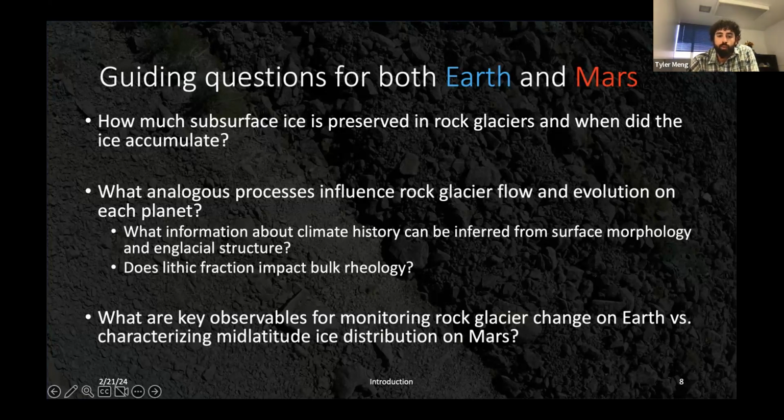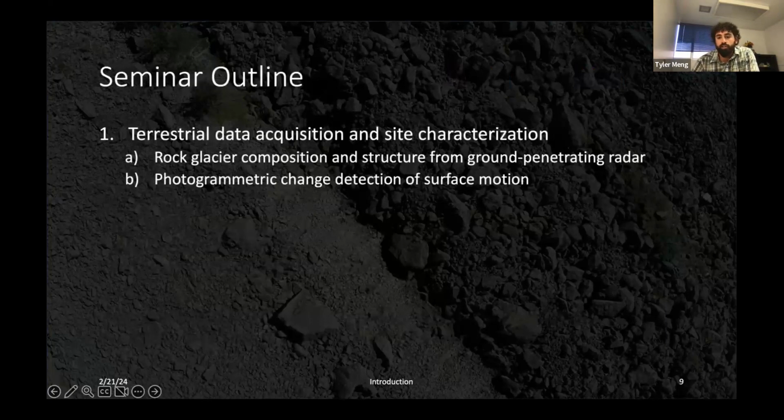I even do a couple of tests about how the lithic fraction in the rock and debris inclusion impacts the ice rheology. This research will help us define some of the important measurements that we want to collect in the future for monitoring rock glacier change on Earth, and also planning future observations of debris-covered glaciers on Mars. Okay, so I'll give a quick outline of what my research will be showing in this presentation.